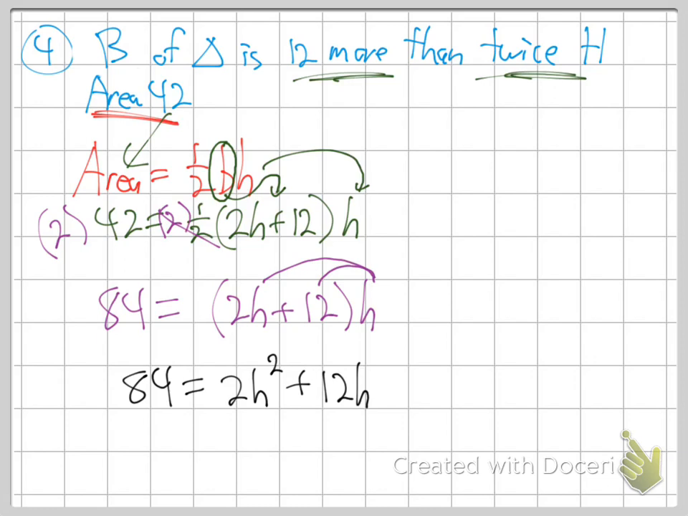So what do we do now? Yep, got to get a 0. Whenever we have x squared or h squared or whatever, get a 0, exactly. So jump that over. So we get 0, 2h squared plus 12h minus 84.